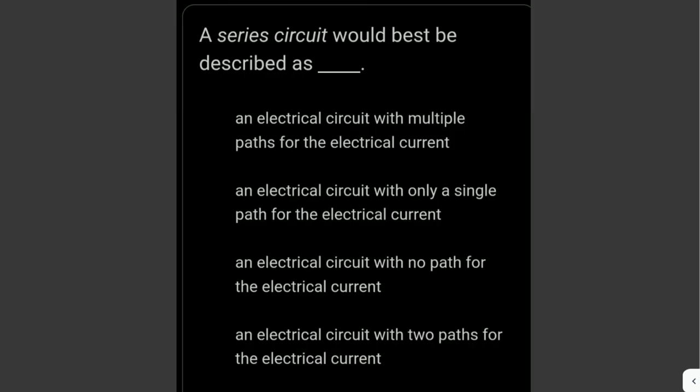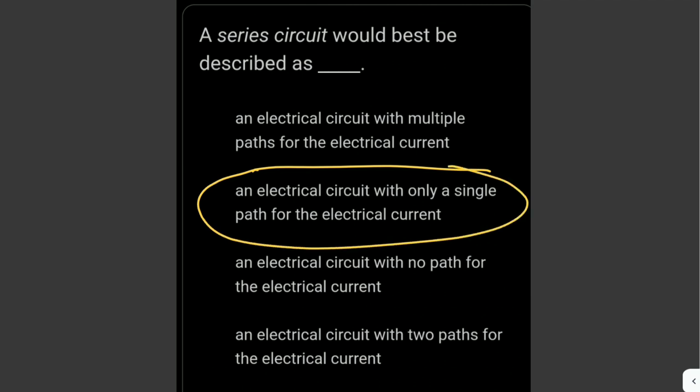A series circuit would best be described as blank. So electrical circuits that have only one path for the flow of electricity are known as series circuits. So the answer here is this one, the second one. An electrical circuit with only a single path for the electrical current.